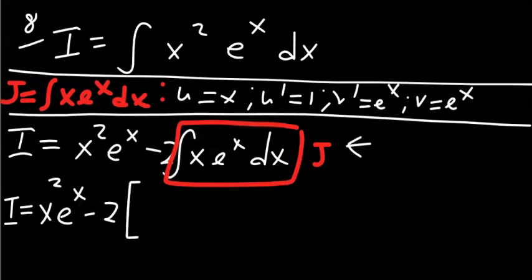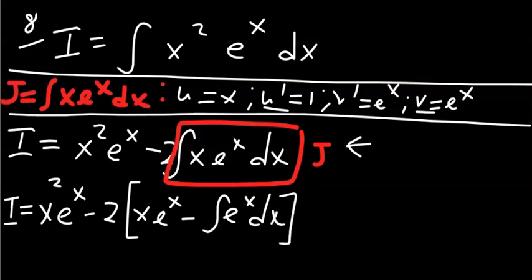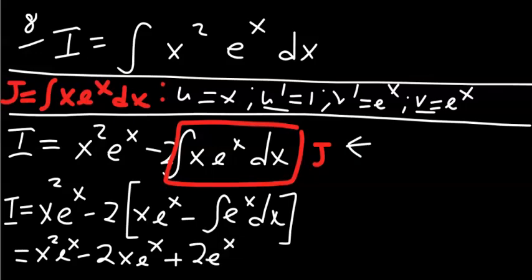Minus 2. Now let's apply integration by parts. Integral j is u times v. The new u times the new v is x e to the power x minus an integral of new u prime and new v, which is e to the power x dx. So your final answer is x squared e to the power x minus 2x e to the power x plus 2 times e to the power x plus an integration constant, let's call it d.